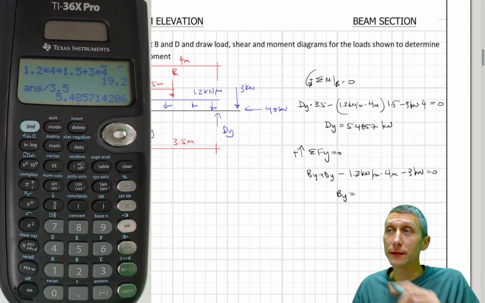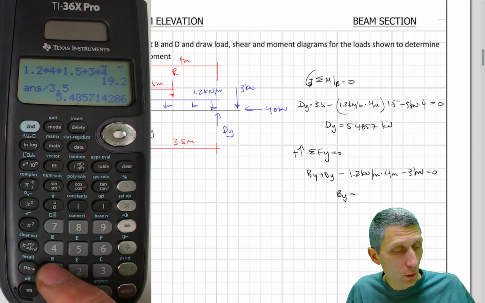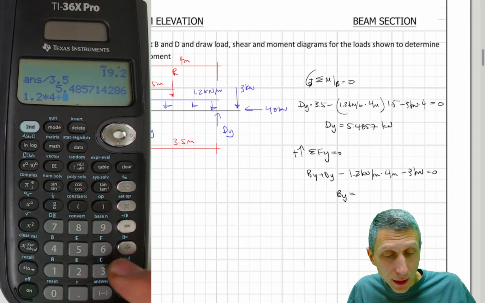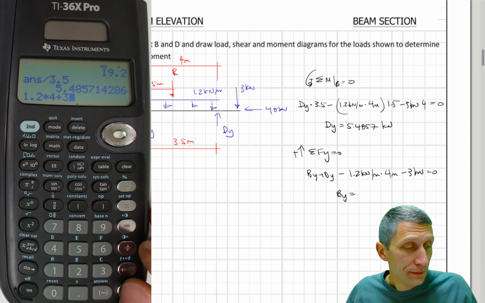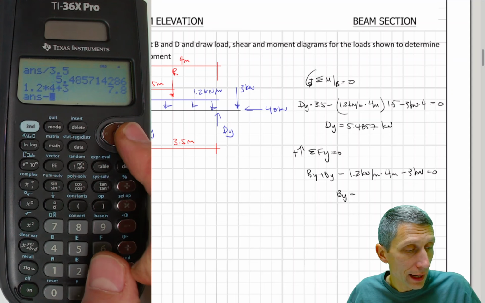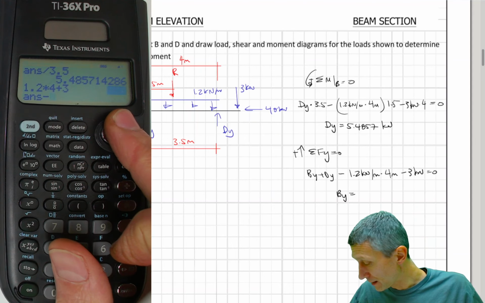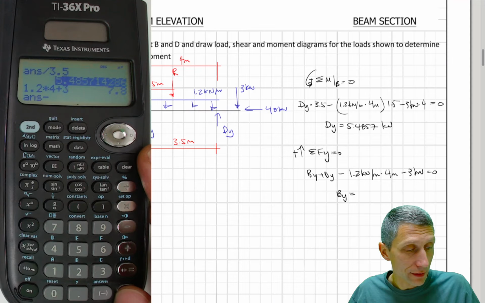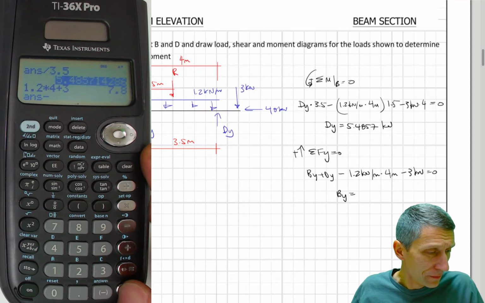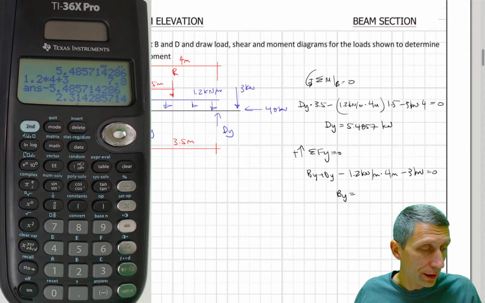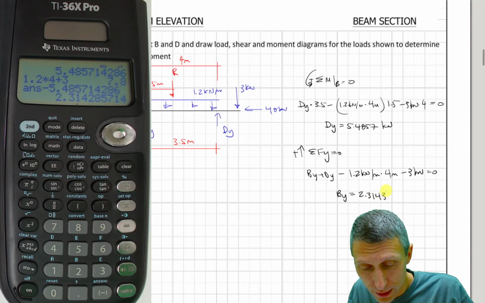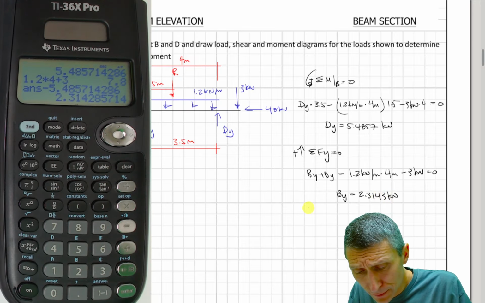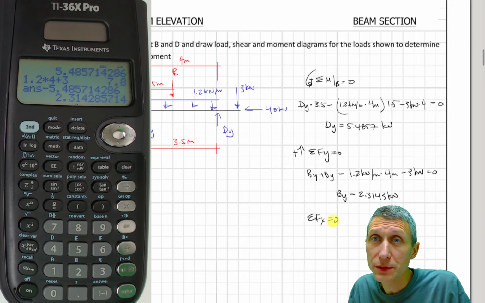But I'm going to pull the calculator for that one, because what I'm going to do is say 1.2 times 4 plus 3. Why are they plus? Because I added them both to the other side. Okay, and then I'm going to subtract off my 5.4857. Okay, and I'll get 2.3143 kilonewtons.